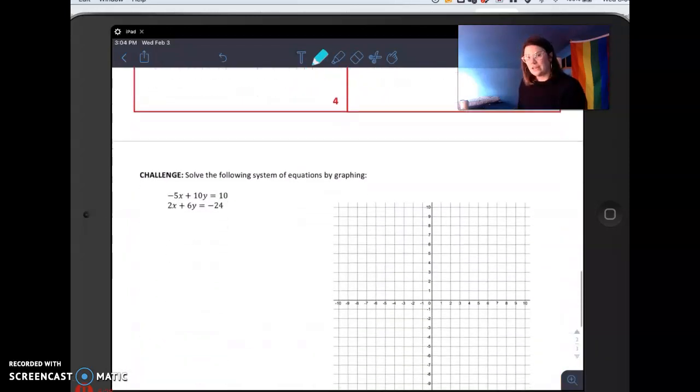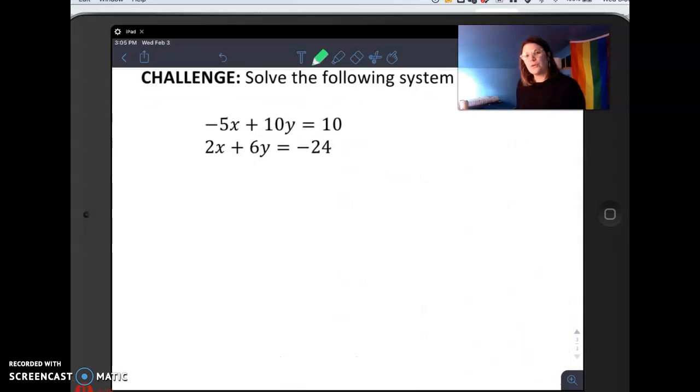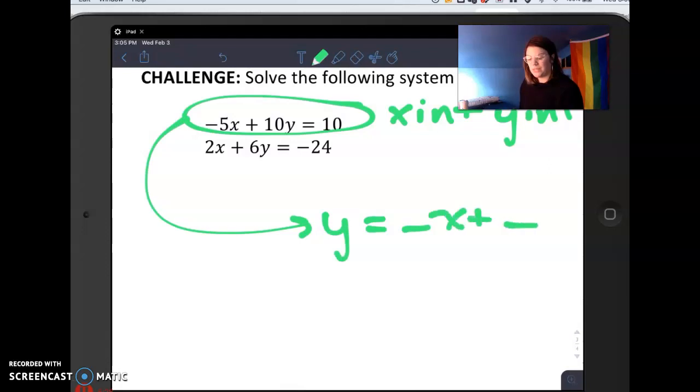There is a challenge problem this week. I'll give you a little hint to get you started. It is not required, but this question is in the puzzle piece, so you could check your answer if you would like to. Remember, in order to graph an equation that looks like this, you must find the x-intercept and the y-intercept and connect them. Or you can convert this to y equals mx plus b and graph it that way.